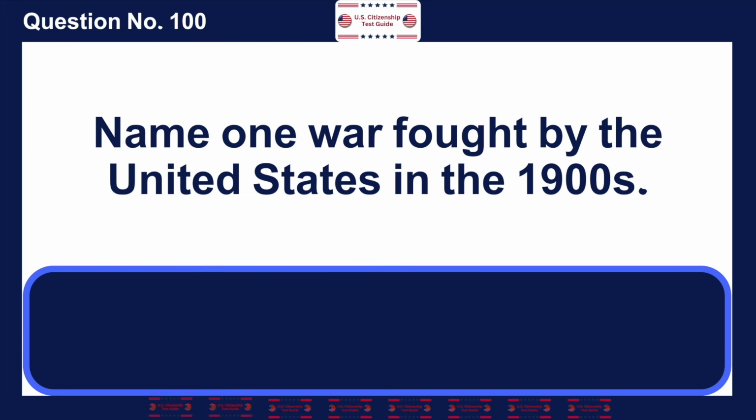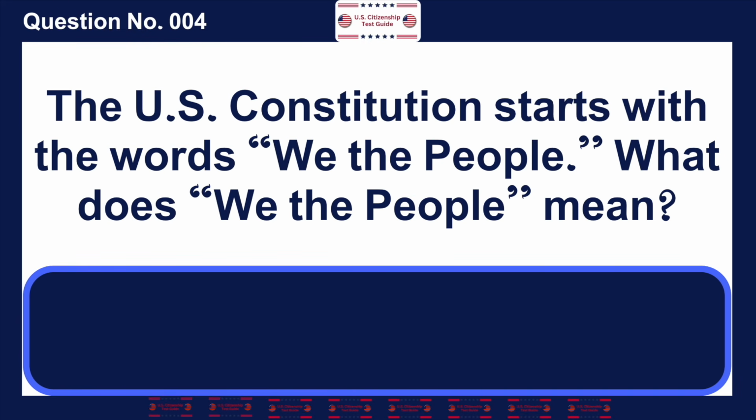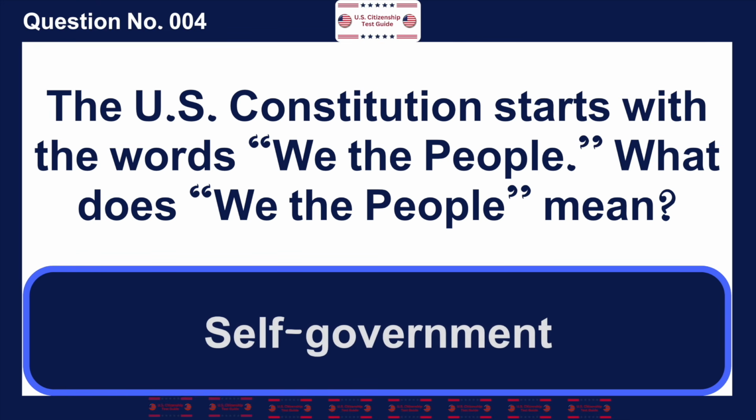Name one war fought by the United States in the 1900s. World War I. The U.S. Constitution starts with the words "We the people." What does "We the people" mean? Self-government.